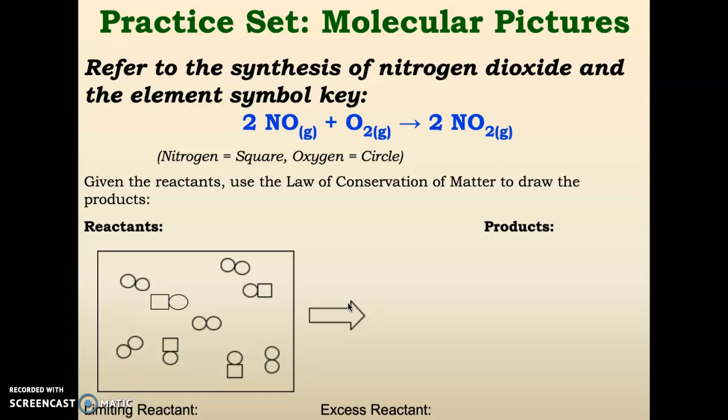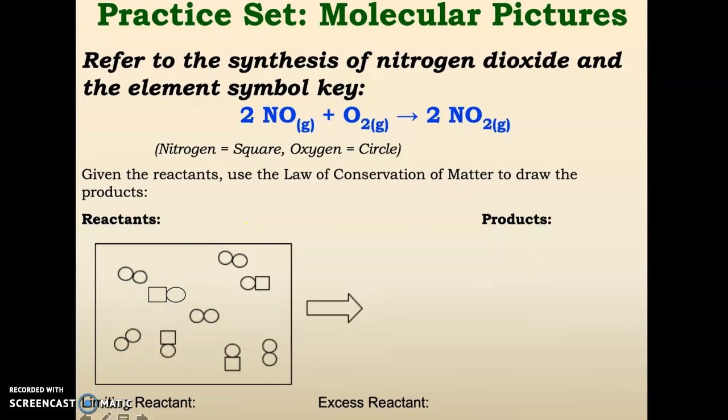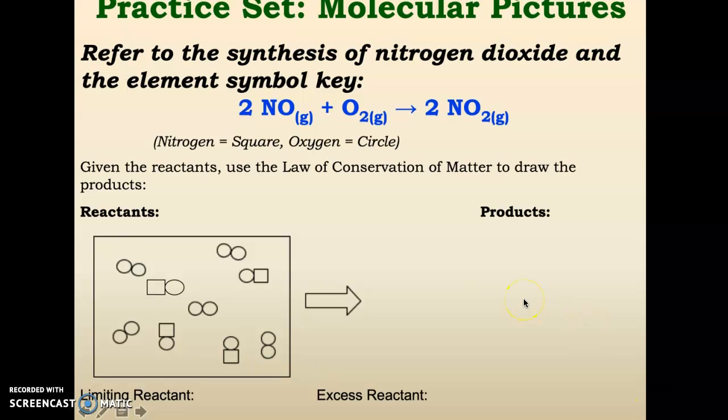All right, so this is for your molecular pictures worksheet 1.8. In this, what we need to do is be able to interpret graphical data and understand how it's representing a chemical equation. For example, in this equation, we have our reactants and it's going to produce products. So what we need to do is identify what the limiting and the excess reagents are based on our drawings. So our drawings show a graphical interpretation of nitrogen monoxide and oxygen, with nitrogen monoxide being a square and a circle here, and the oxygens being represented with the 2 circles.